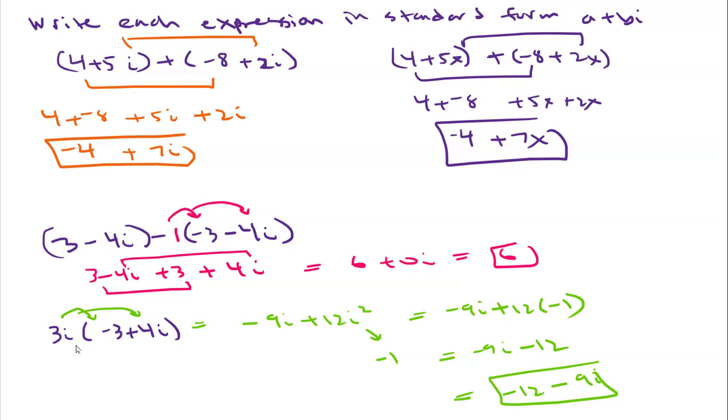Now for the last one here, we got 3i times -3 plus 4i. I do the same thing. I'm going to distribute the 3i. So that gives us -9i plus 12i squared. Well, what is i squared? Well, it's -1. Okay. So we're going to have -9i plus 12 times -1, or -9i minus 12. Or I can write it as -12 minus 9i. Okay, because that would be in standard form.